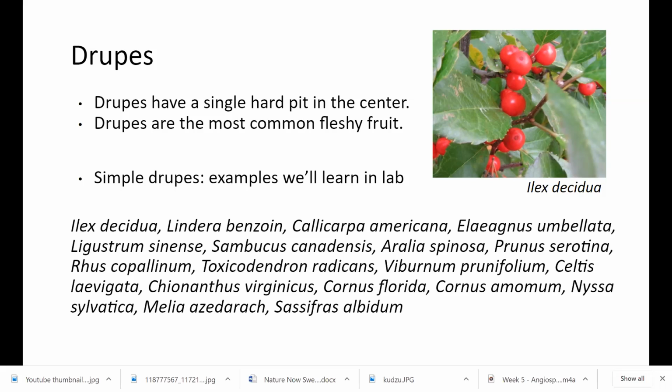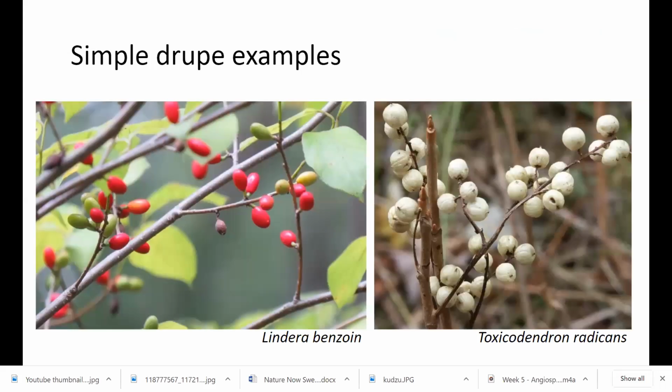I think birds ate most of the elderberry fruits that we saw. We should be familiar with black cherries, which have a single drupe, right? The little hard pit in the center of the cherry fruit, and lots of other examples. So you can see some of those examples. Some we've learned in lab already, and some we'll learn later. Importantly, Nyssa sylvatica, and I'll show you a picture of that in just a moment. So Lindera benzoin, or spicebush, is a drupe fruit that turns red in the fall.